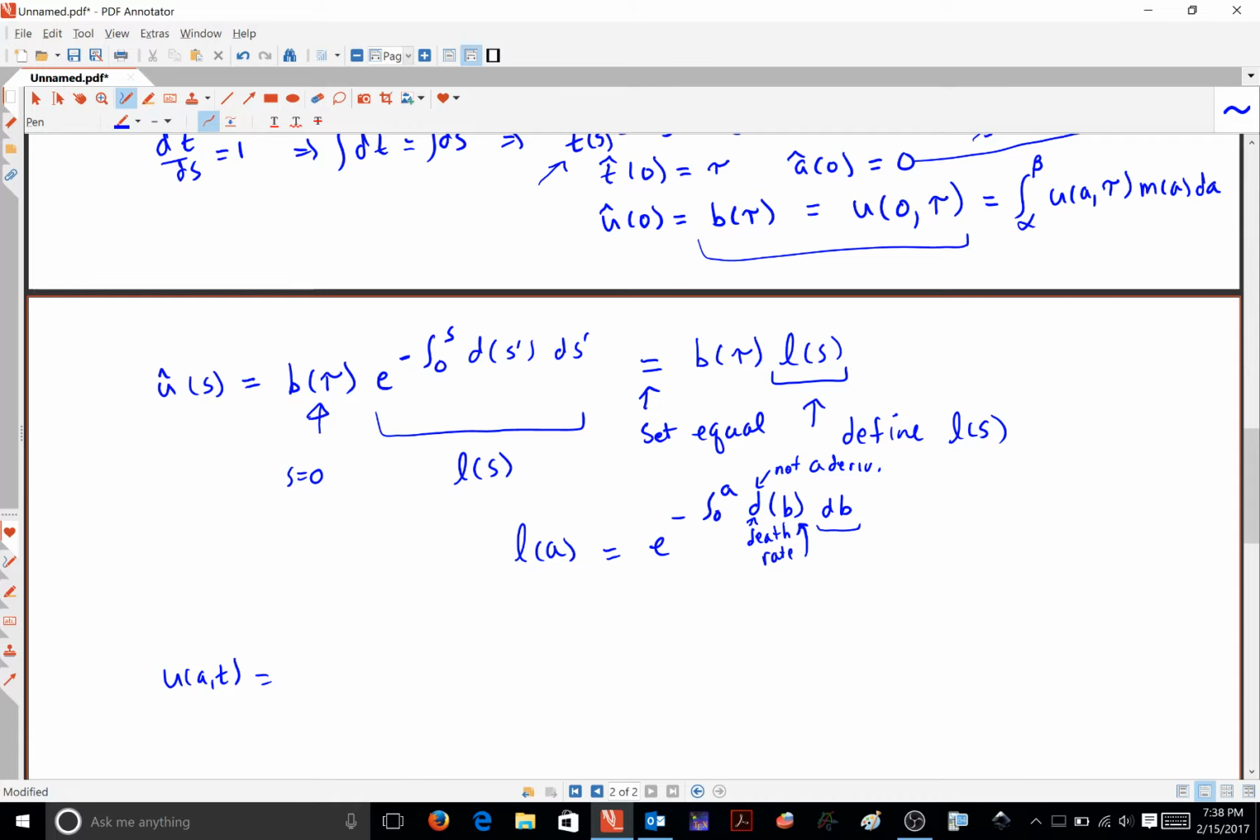If I write this, I'll just write it this way. B of t minus a, that's kind of our shift, times our L of a function, because that was our tau. Now we need to be a little bit more specific about how that tau is defined. So I want you to make sure that you understand where that's coming from.